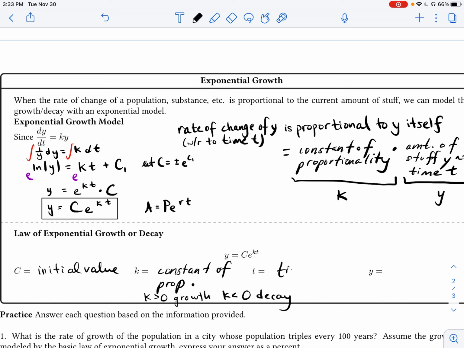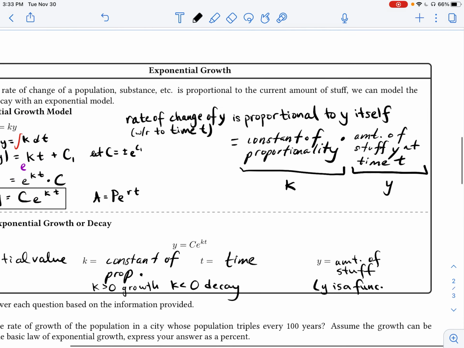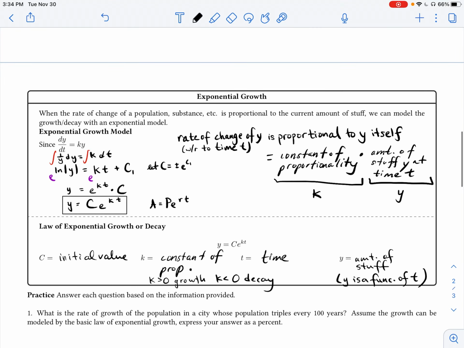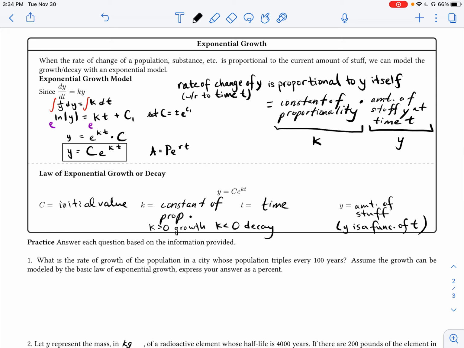T is equal to time, and then y is equal to the amount of substance that you have, or the amount of stuff. And remember that y is a function of t. Okay? All right. So with that said, that's really the main reason why this lesson appears in this particular unit, because we needed to be able to solve a differential equation in order for us to understand where this law of exponential growth comes from.